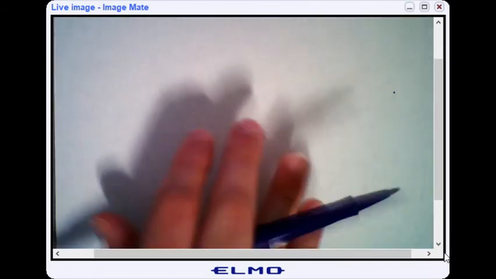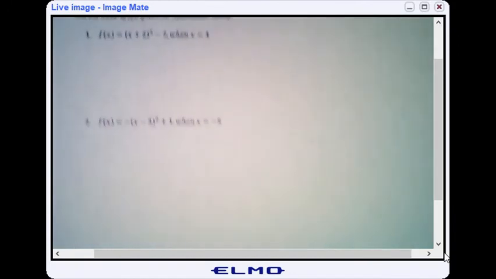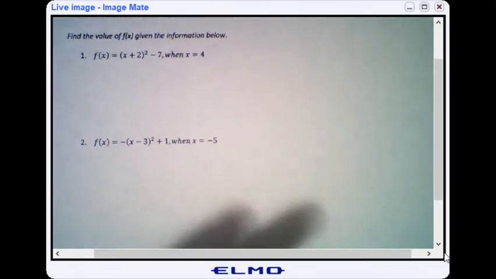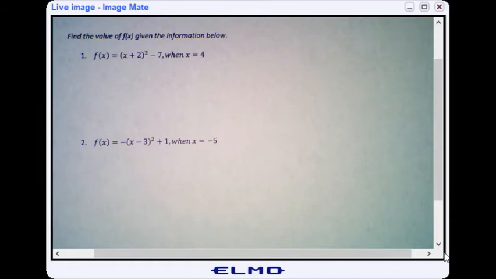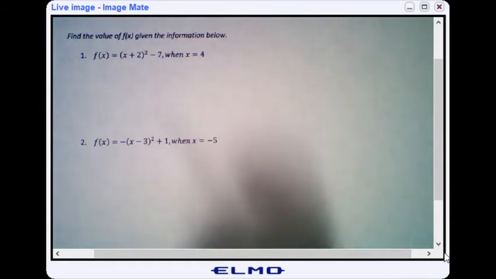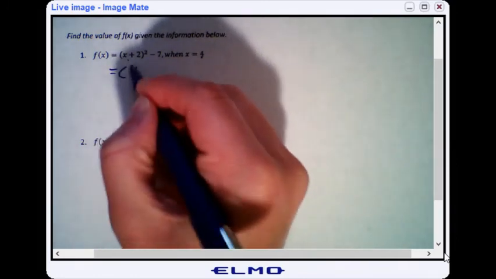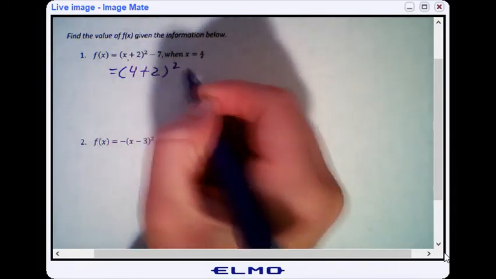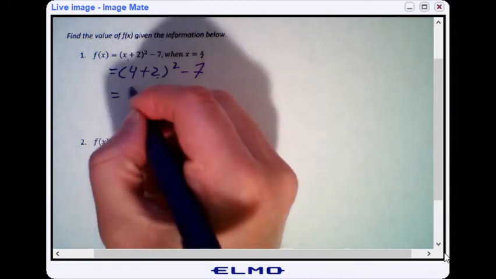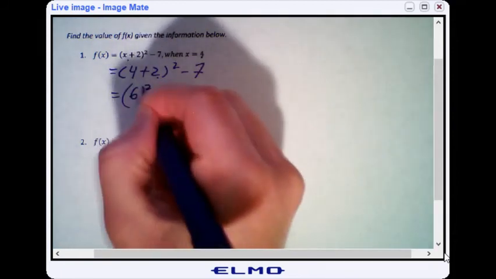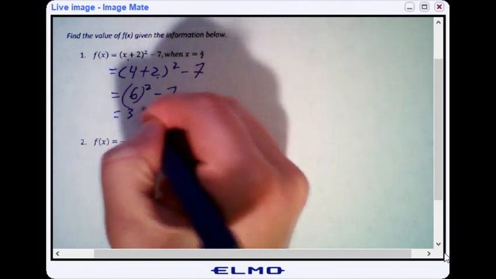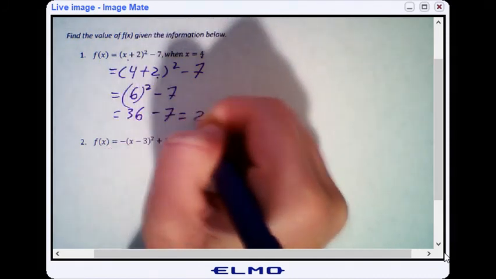Last two problems are just review to make sure that we don't forget how to plug numbers in and evaluate. So we want to find the value of f of x or y if we know our x value. So I'm just going to take my x value and plug it in. So I'm going to have 4 plus 2 squared minus 7. So that's going to give me 6 squared, which is 36 minus 7, and that's 29.